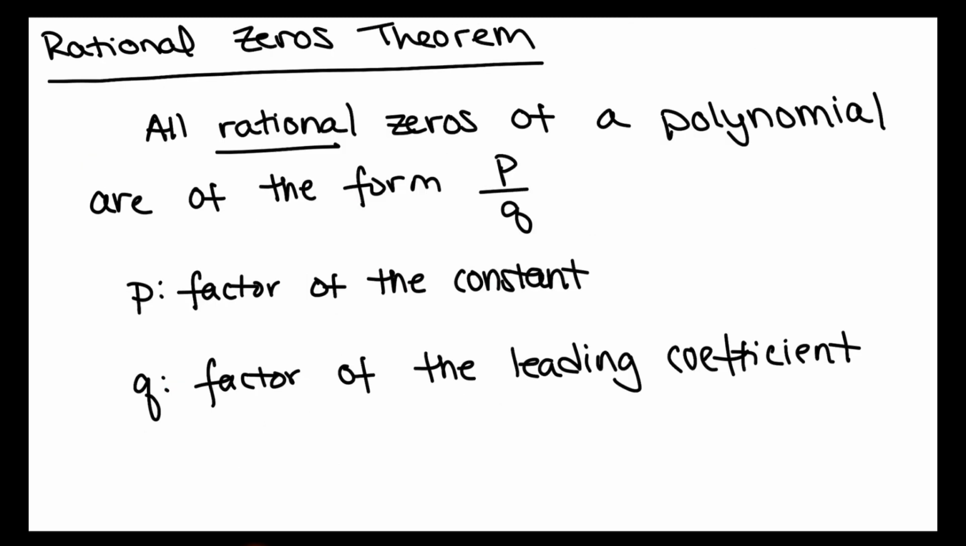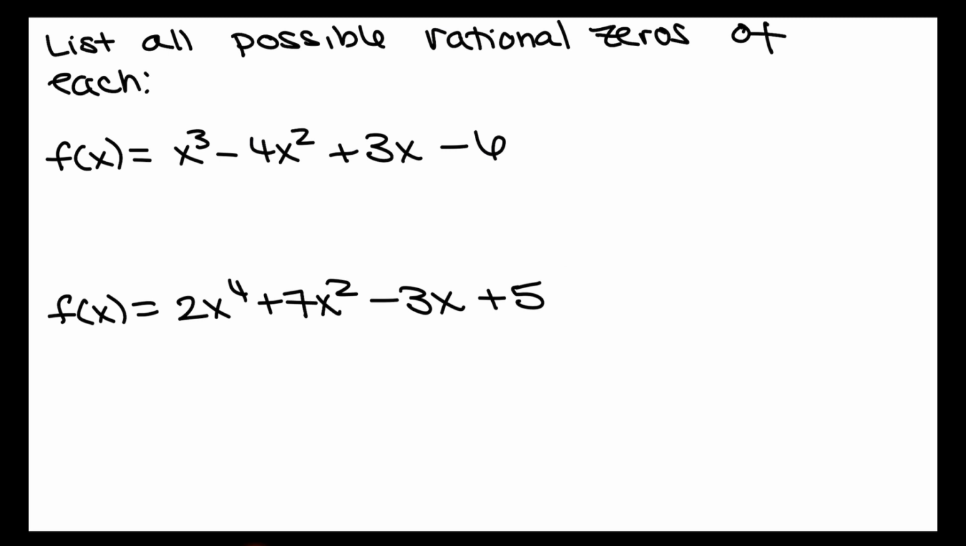The next theorem I'm going to give you is our rational zeros theorem. This theorem says all rational zeros, and a rational number is something that can be written as either a whole number or a fraction, of a polynomial are of the form p over q, where p is a factor of the constant term of that polynomial, and q is a factor of the leading coefficient, or the coefficient of the term with the largest exponent. So let's see how this theorem works by looking at a couple of examples. List all possible rational zeros of each polynomial.